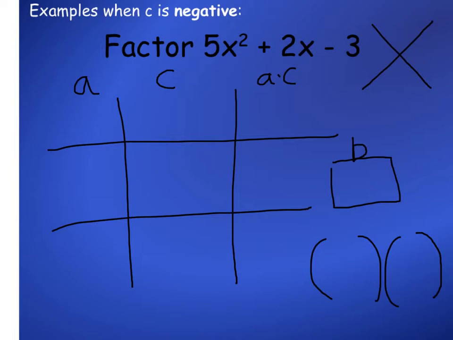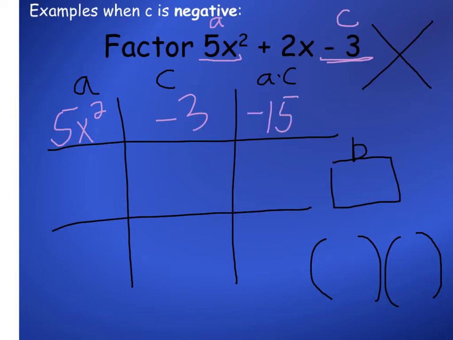Here we go. I'm going to take a, and I'm going to write it right here, and instead of just writing the 5, let's do this new technique. I'm going to write 5x squared. Then I'm going to write c, and that's going to go right here. Now I multiply these together, and when I multiply these together, I end up with negative 15x squared. And I'm going to write that right here, negative 15x squared.